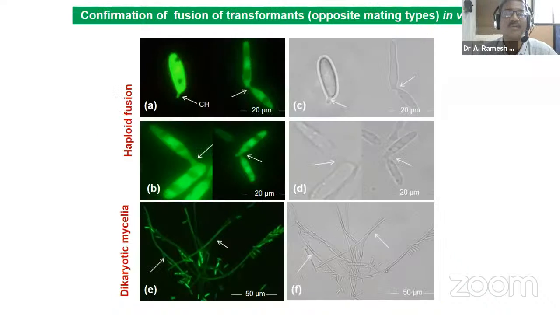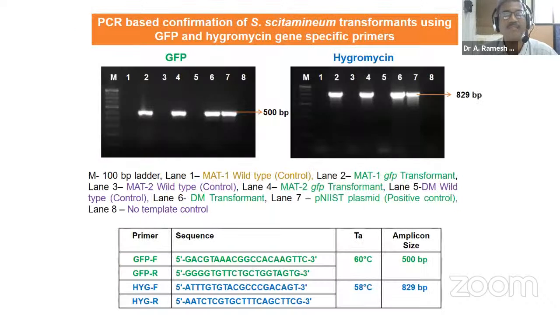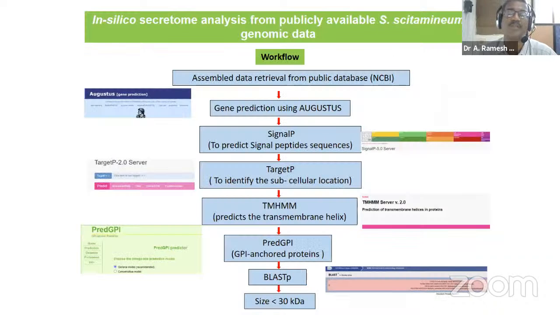Here you could see the confirmation of the fusion of the transformants. You could see the positive plus and minus haploids getting fused, and then they lead to the formation of a promycelium. Then we went on to confirm the integration of the GFP gene as well as the hygromycin gene. We have got very positive PCR results for both the targeted genes, GFP and hygromycin.